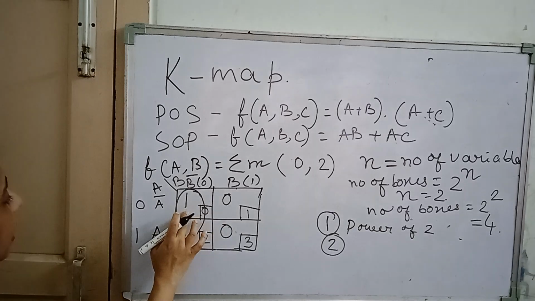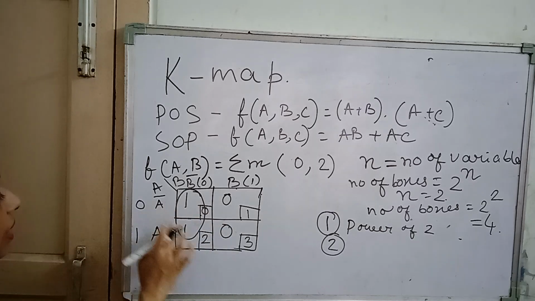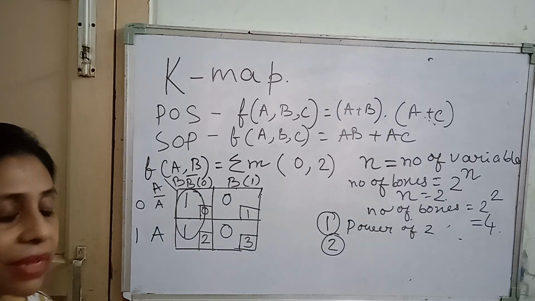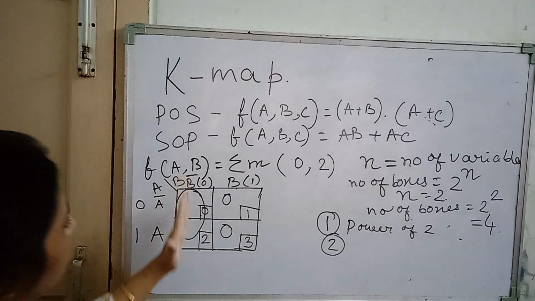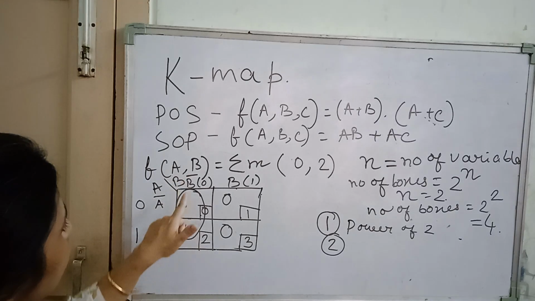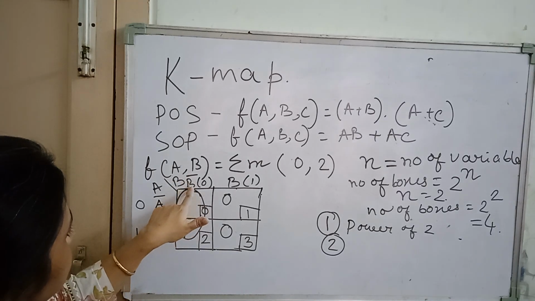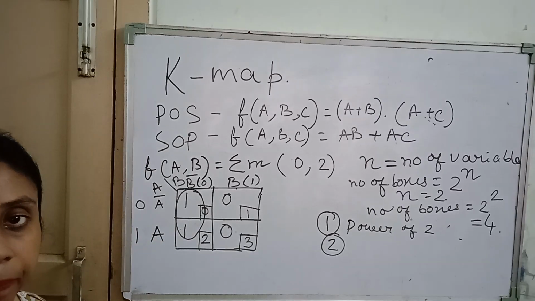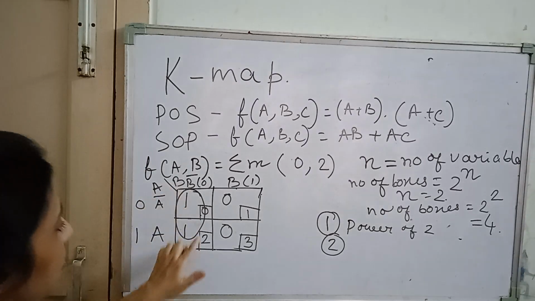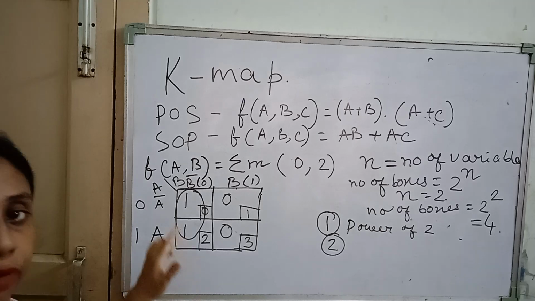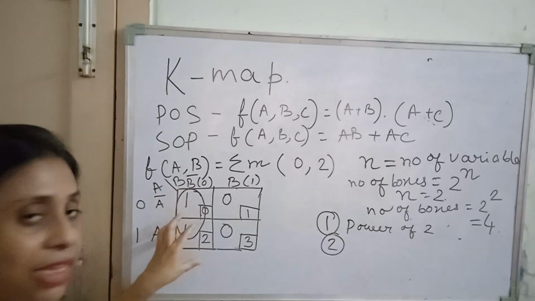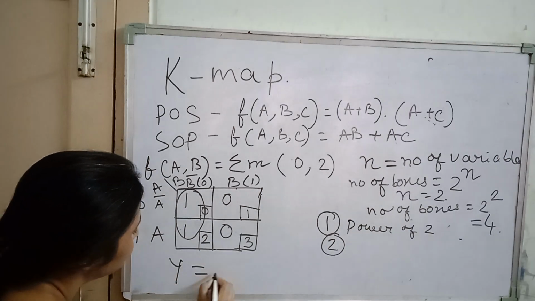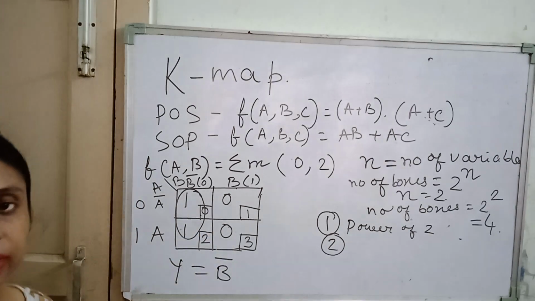This one is represented by A bar. This one is represented by A. So row wise nothing is common. But column wise you can see that this one is represented by B bar. This one is also represented by B bar. So what should be the common expression for these two ones? That is, for this particular group of ones, y equals B bar.